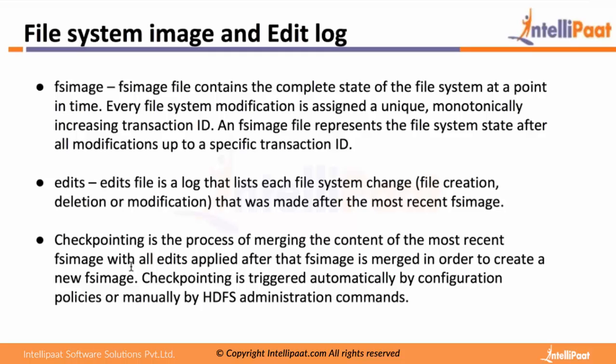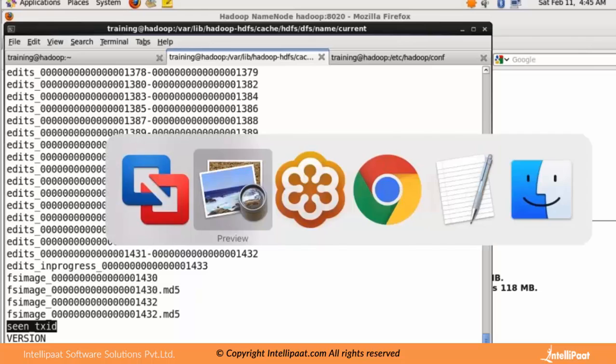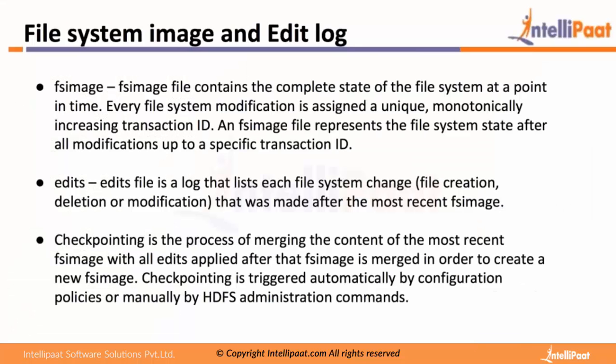The checkpoint process will first see this seen transaction ID. It says, okay, till 800 fs image has the data. Now whatever new edits are there in the file, I have to apply to the fs image. It will queue those and keep on applying, and whenever it applies, it will go and update the seen transaction ID file. Okay, so that is what it will do. Those are the files which are there in the name node.